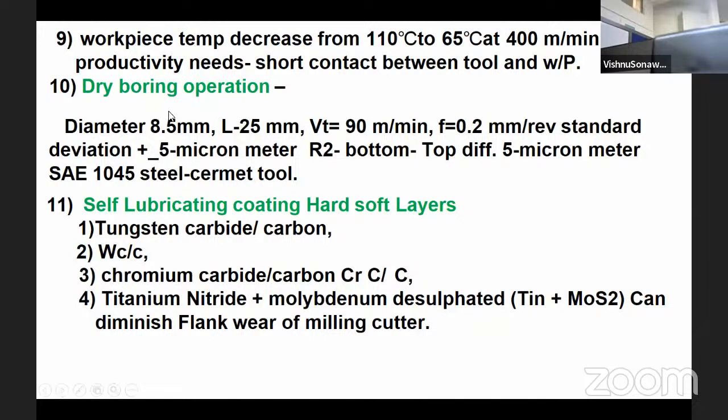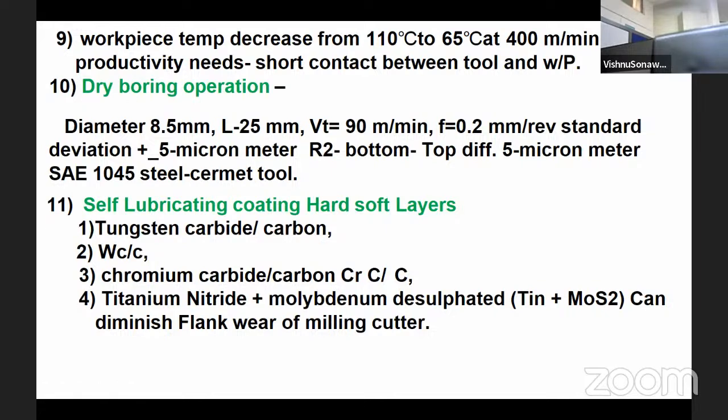In the dry boring operation, one example is taken. The diameter of the boring tool is 8.5 millimeter and the length of the boring tool is 25 millimeter, velocity is 90 meter per minute, feed is 0.2 millimeter per revolution, and the standard deviation is plus or minus 5 micron, with the bottom of approach and top being 5 micron. Here we are using ceramic tools and the workpiece is 1045 steel. This is one operation for dry boring, right?